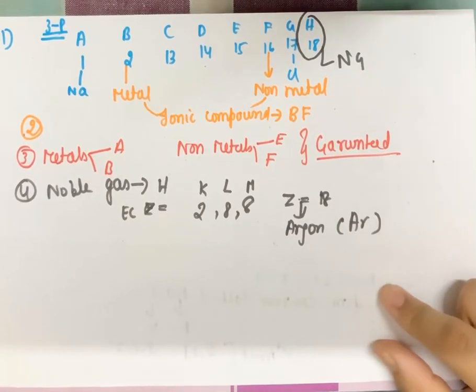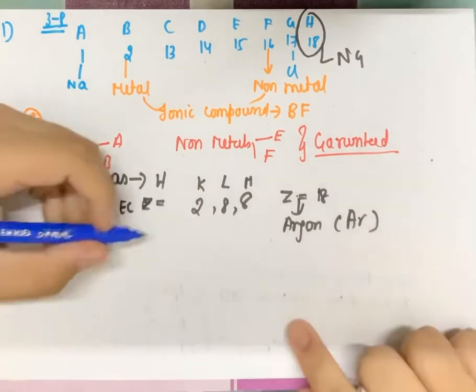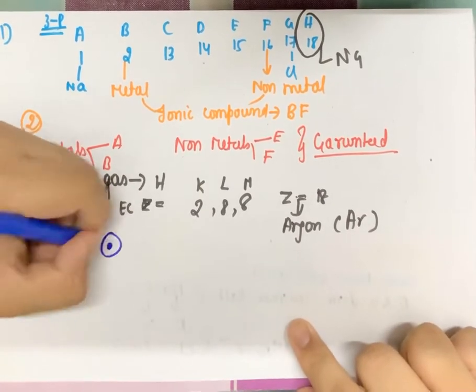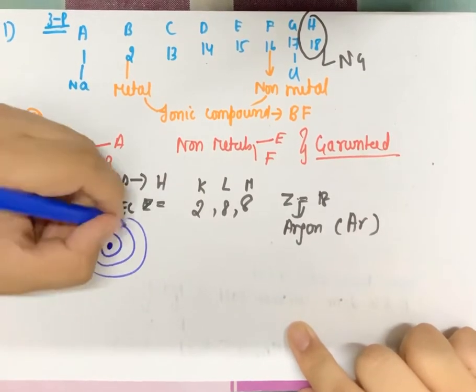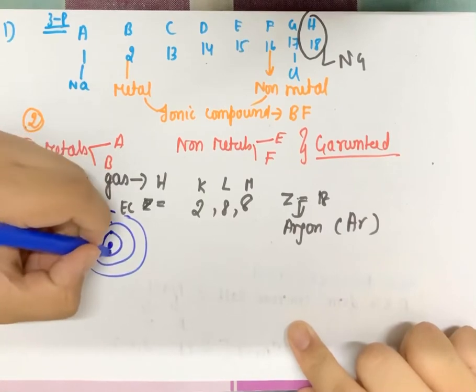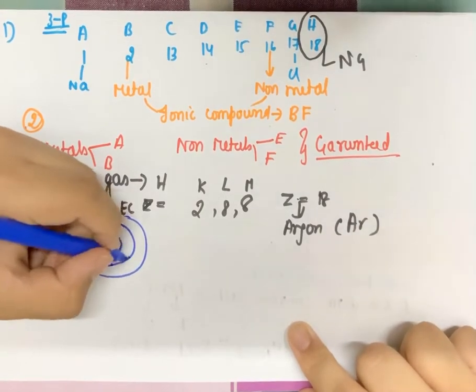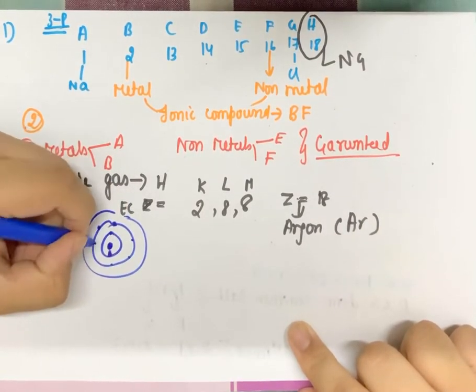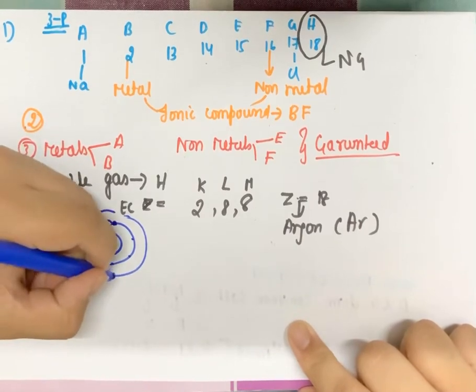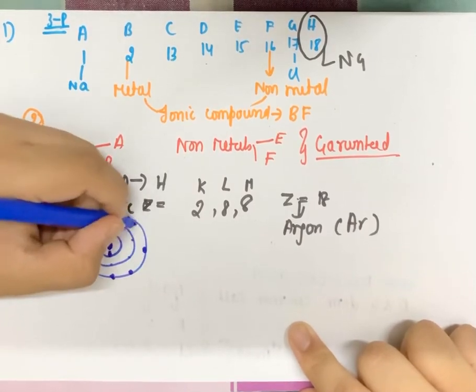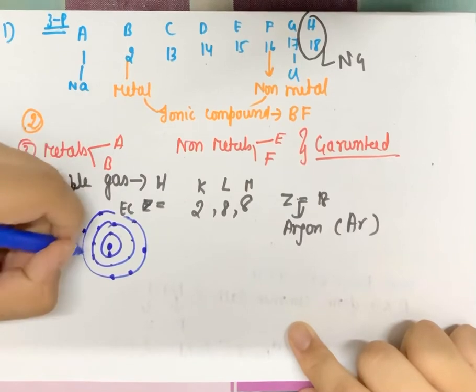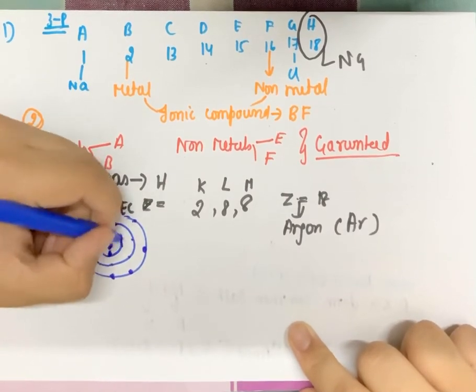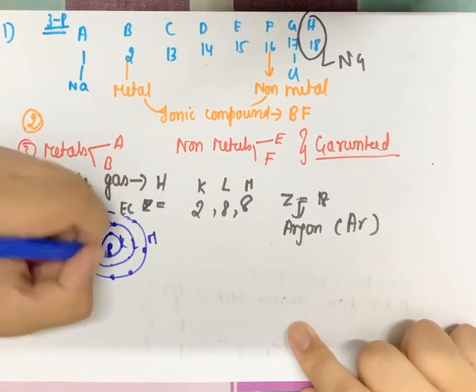Now draw its Bohr model. For Bohr model, nucleus, K shell, L shell, M shell. K shell has 2 electrons. L and M have 8 electrons. 3, 4, 5, 6, 7, 8. This will also have 8. 1, 2, 3, 4, 5, 6, 7, 8. So this is K, L, M, and this is your nucleus.